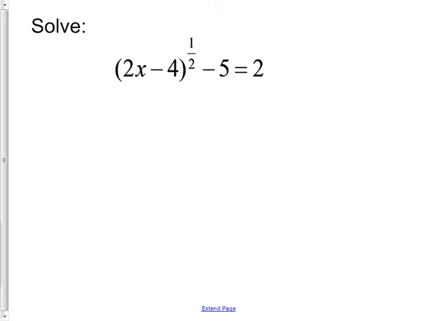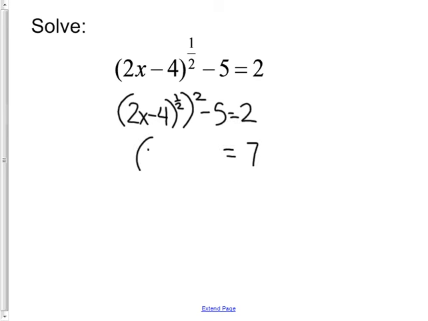Okay, I have a student who's going to do this one on the board. You can check and see if you did it as well as she did. I feel like I'm at a golf match.